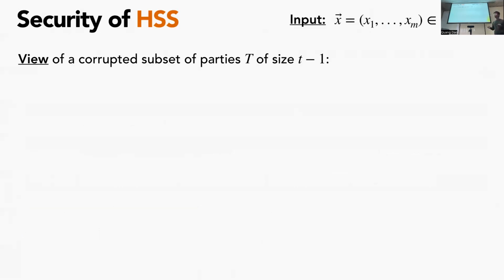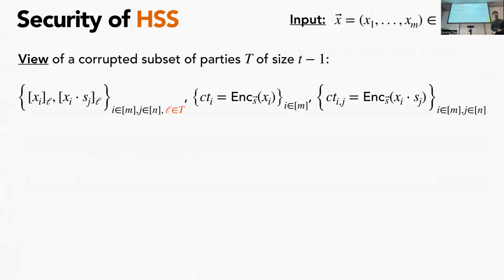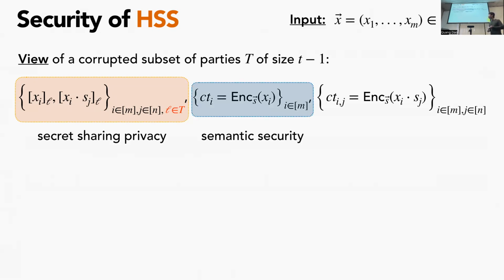I want to talk briefly about how we prove our HSS secure. Security basically just means that the view of any subset of t-1 parties or less is going to be independent of x, or basically they hide x. So the shares consist of these three parts, right? The ciphertext parts and the secret shares parts. The secret sharing part just follows from the privacy of the secret sharing scheme itself. The encryption part follows from security of encryption.